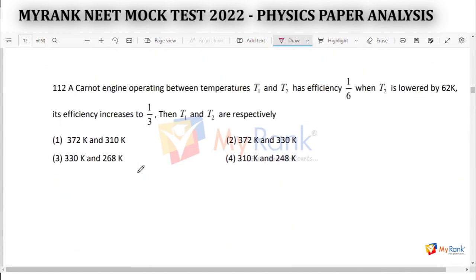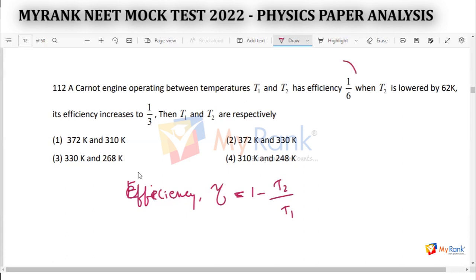Now see for this. Carnot engine means thermodynamics, a second law based question. A Carnot engine operating between T1 and T2 has efficiency 1 by 6. When T2 is lowered by 62 K, its efficiency increases to 1/3. Then T1 and T2 are respectively? Students, efficiency eta is nothing but 1 minus T2 by T1.